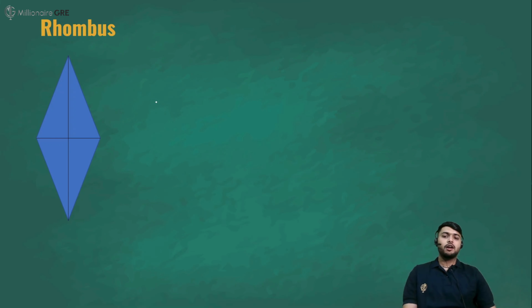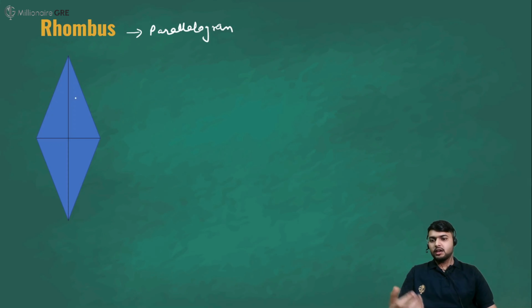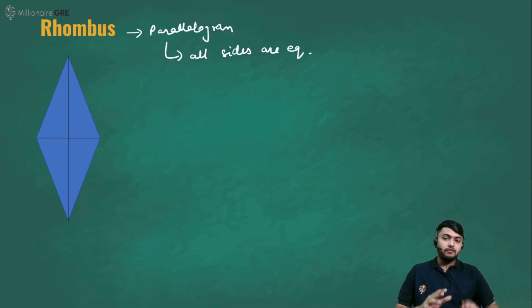The next quadrilateral is rhombus. A rhombus is also a parallelogram because it's a quadrilateral in which opposite sides are equal and opposite sides are also parallel. A rhombus is a special type of parallelogram. Here all sides are equal. Not only opposite sides, in fact all the sides are equal.